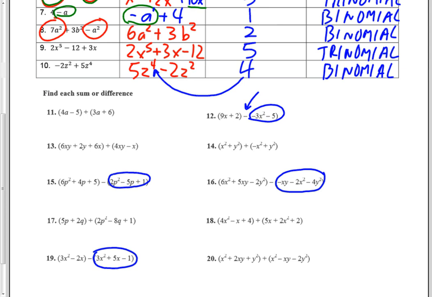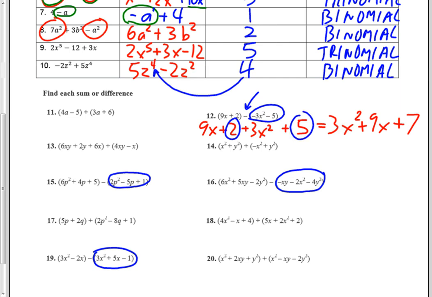Everything else stays the same. If you're adding, like in 11, 13, 14, you just keep it. What I'm going to do for number 12, I keep the beginning. What's the opposite of negative 3x squared? Positive 3x squared. What's the opposite of minus 5? Now it becomes like all of the other problems. Now it's just like terms. And what's 3x squared plus 9x plus 7? Where did the 7 come from? 2 and 5. So all of the subtraction problems eventually become addition problems.